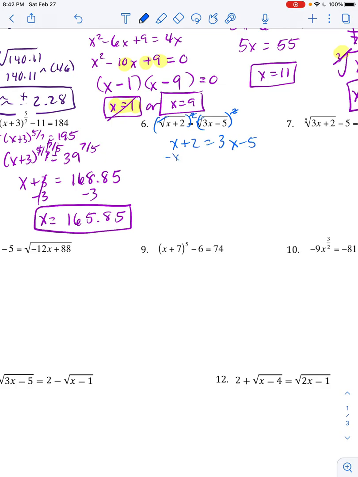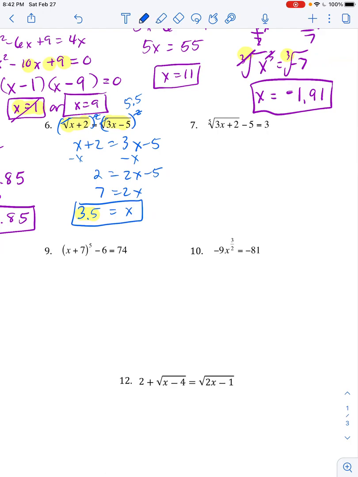I'm going to go ahead and take away x to both sides. So I have 2 equals 2x minus 5. Adding that 5 over, dividing by 2, I get 3.5 or 7/2. So I might go up here and on my calculator real quick, take 3 times 3.5, subtract 5, and I end up with 5.5 on the right. And if I take 3.5 and add 2, I get 5.5 on the left as well. So I know that these two are equal, which makes this a legitimate answer.